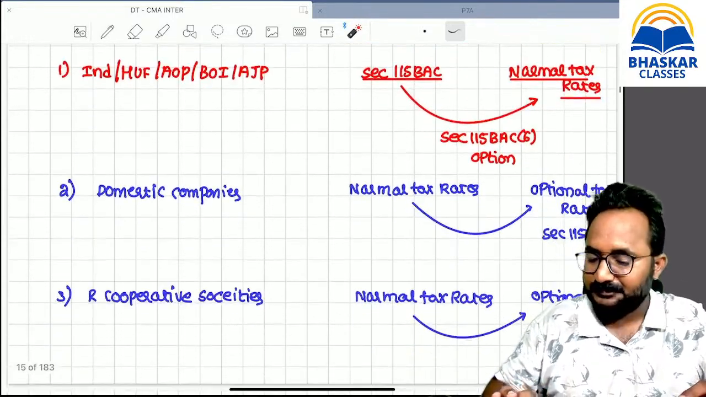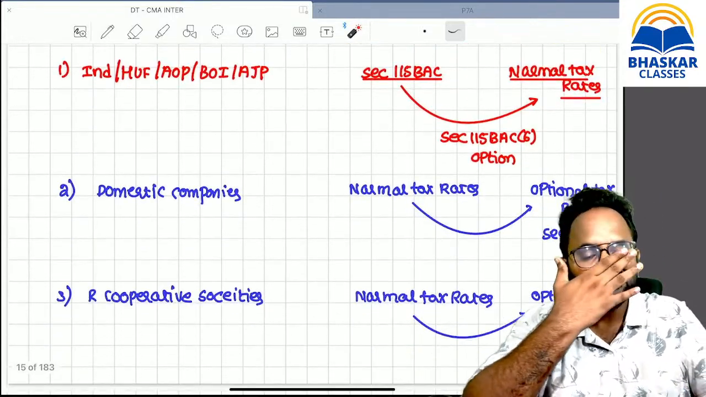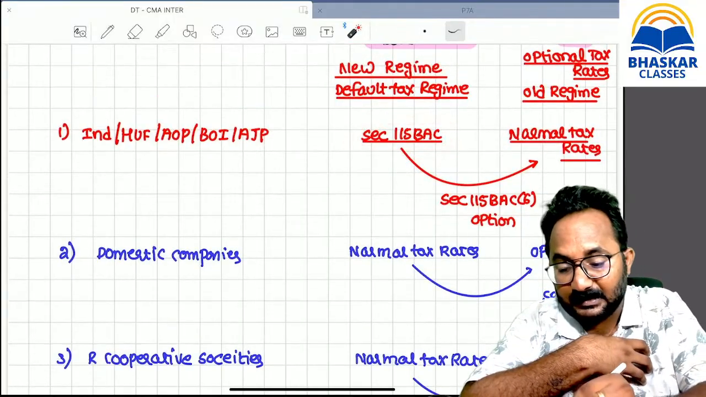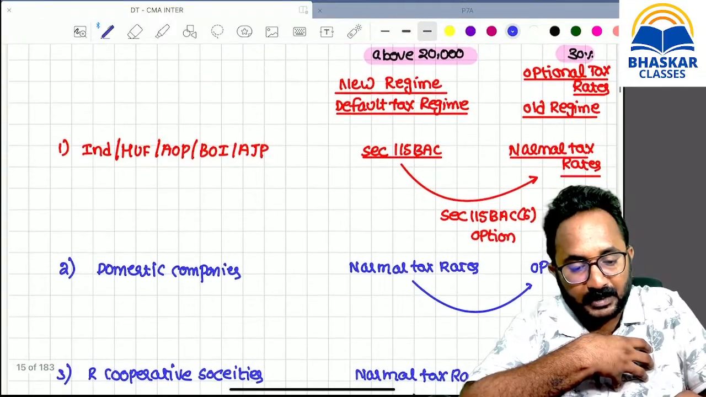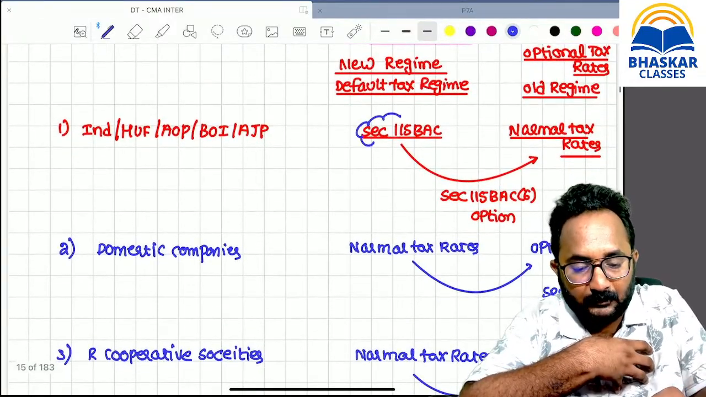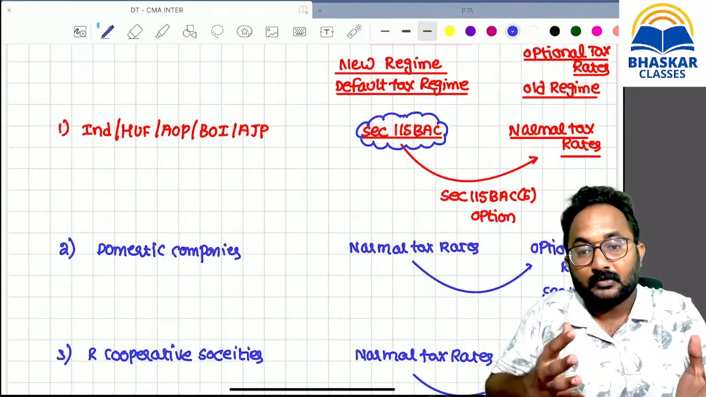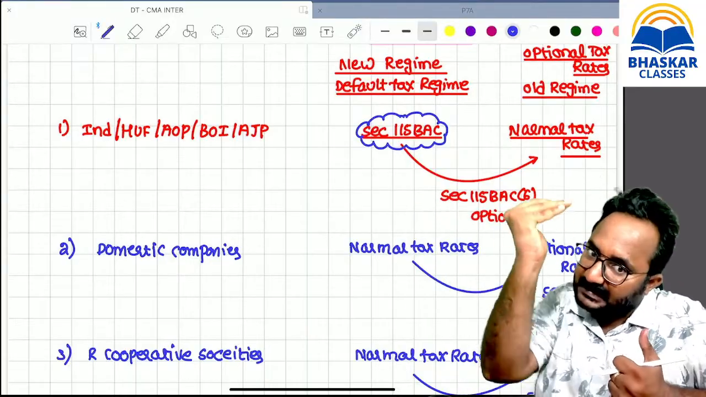Now, remember, why are they making this scheme the default one? Because of the rebate, most of the SSEs will follow this scheme only, or these rates only. So that's why they are making this regime the default one.